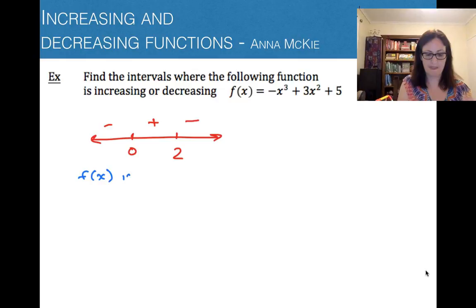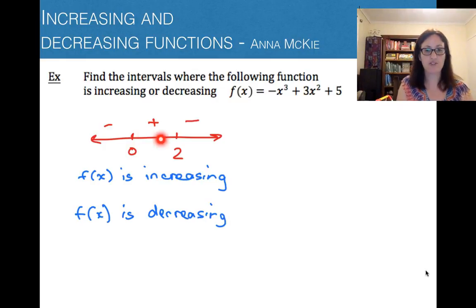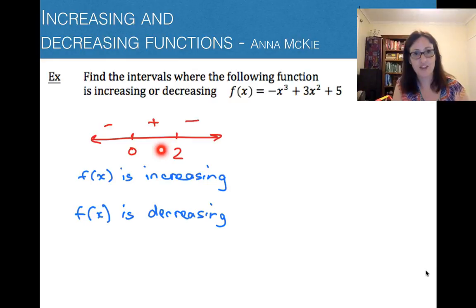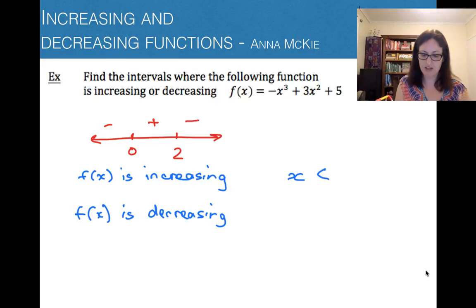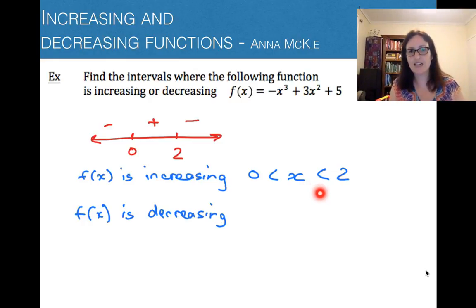f of x is increasing. I'll get ahead of myself and write the other one too. Okay, so increasing, first of all, is when we have a positive sign there. So between 0 and 2, the function is increasing because the derivative is positive. So how we're writing that, it's for x between 0 and 2. And let's not get too caught up on whether or not they're equal to 0 or 2 right now. It doesn't really matter, but this is my preference to not put the equal to.